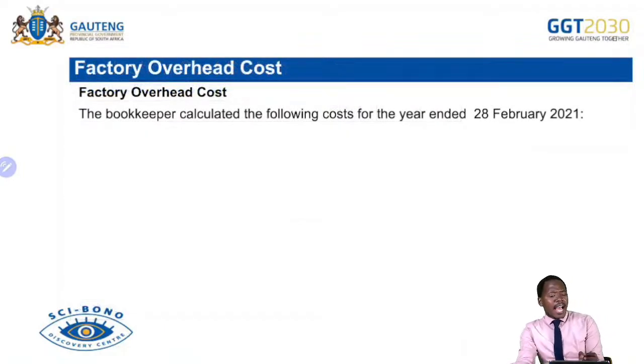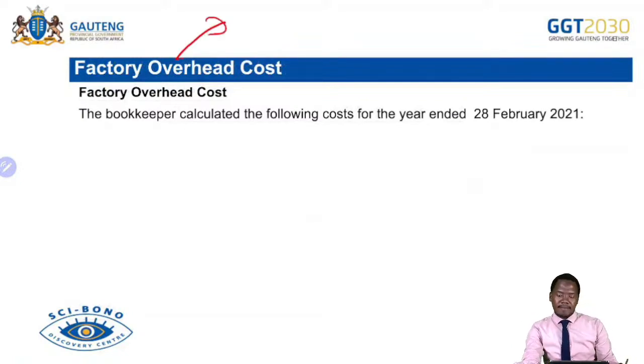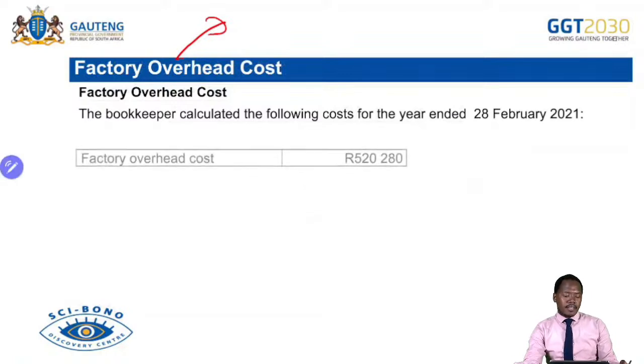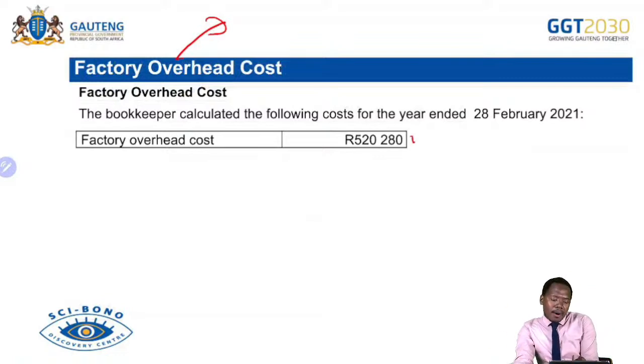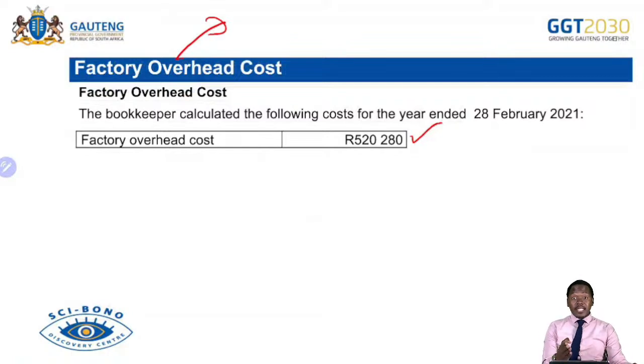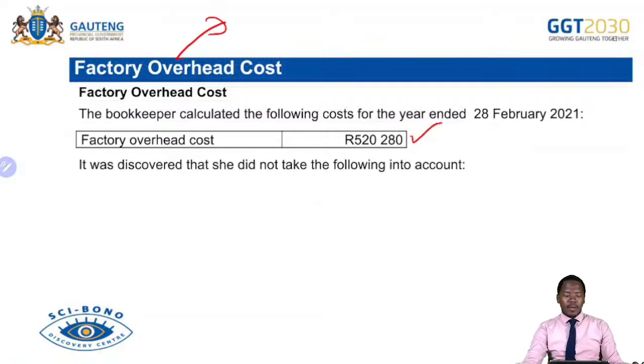Next item now, colleagues. We are now going to learn to calculate our factory overhead cost. Now, the bookkeeper calculated the following cost for the year ended 28 February 2021. This is the amount. We just extracted the one for factory overhead. This is the amount before other adjustments. Let us look at those. As I've promised, grade 12, we said we are going to break down the adjustments one by one.